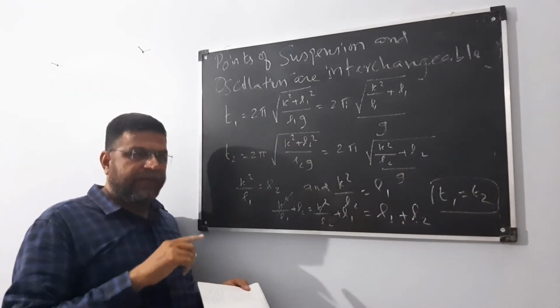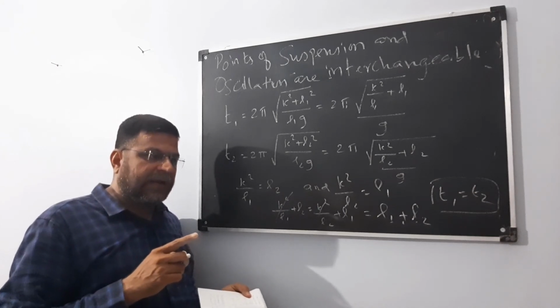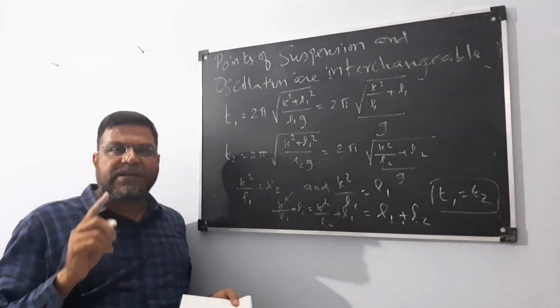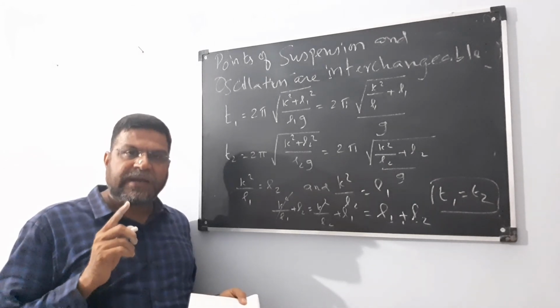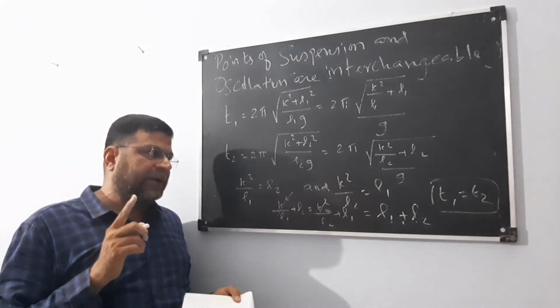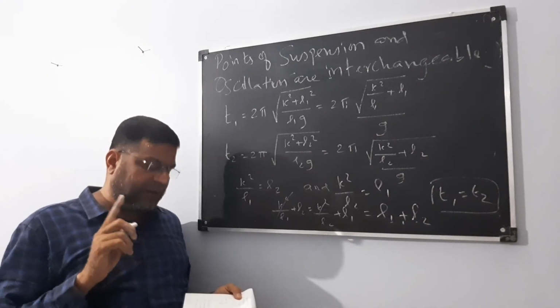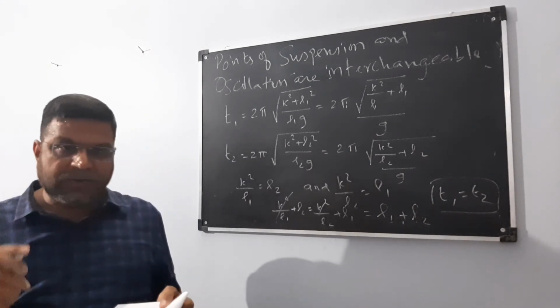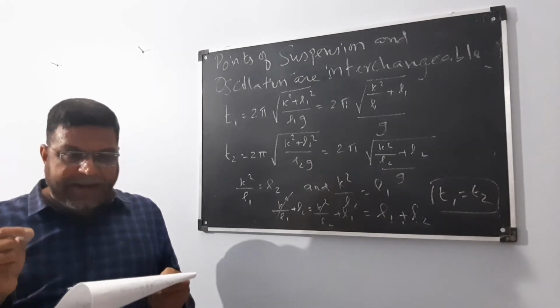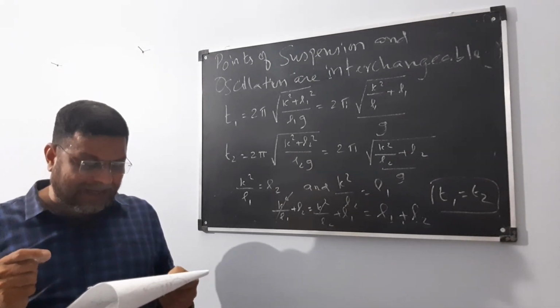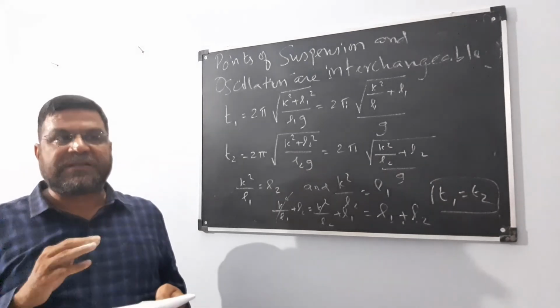I told you from A the length is taken as L1, the time period is T1. From C, the length to the center of gravity is taken as L2, the time period is T2. Therefore, when the lengths are equal, the time periods will be equal. So, we have to write at the last, what is the conclusion? Thus, the points of suspension and oscillation are interchangeable.